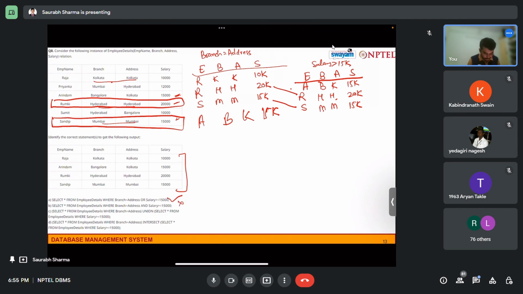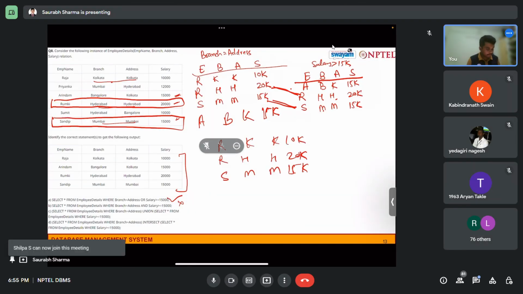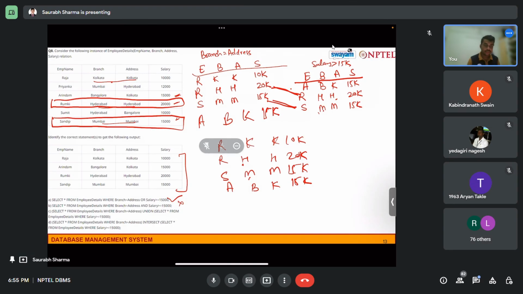Third, it is telling union. For union, we have the common tuples the same: R, K, K, 10K, then R, H, H, 20K, then S, M, M, 15K. Coming to the next one, it is providing A, B, K, 15K. R, H, H, 20K is already there, S, M, M, 15K is already there, so it will also be the right answer.